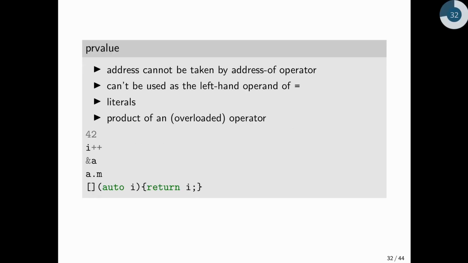The third category are PR values, which are basically literals, product of overloaded operators, basically anything which should be on the right-hand side of an assignment. It can't be on the left-hand side of an operand of assignment. It's something you can't take the address of. Examples, as I said, literals, the post increment, or for example, also a lambda function.